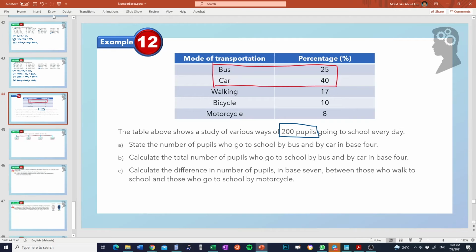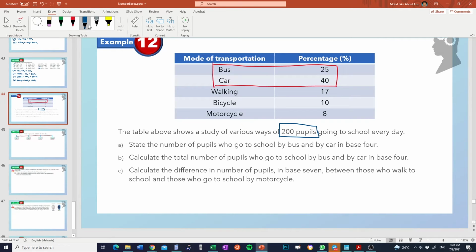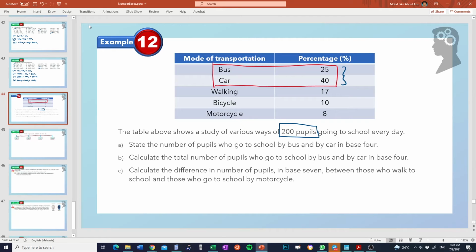So basically, there are two ways to do this. Basically, the first one, which I think I prefer, is to add the percentages. So these two modes of transportation will give you 65% of all. So what is 65% out of 200? 65% out of 200. You can use calculator for this. But 130. Buat congak pun boleh. 130 pupils. So 130 in base 10.